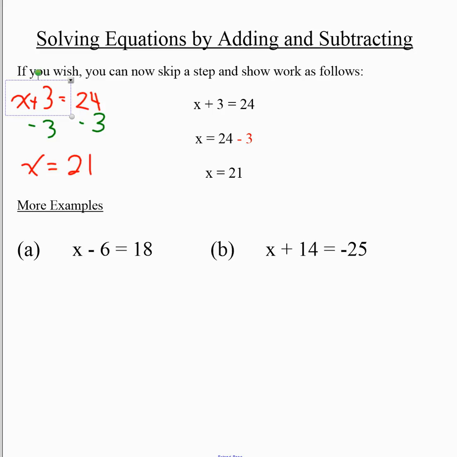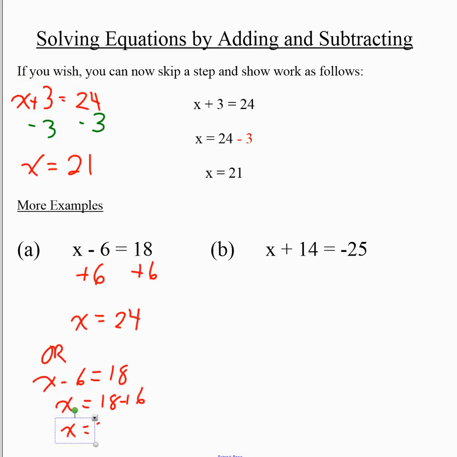So when you look at this one, how do you get rid of subtracting 6? I get rid of subtracting 6 by adding 6. If I add 6 to the left, I need to add 6 to the right. On the left-hand side, I'm left with x. And on the right-hand side, I'm left with 24. Now, I can also show that in a different way. It is up to you which way you prefer. Both ways you are showing work, it's up to you what one you prefer.